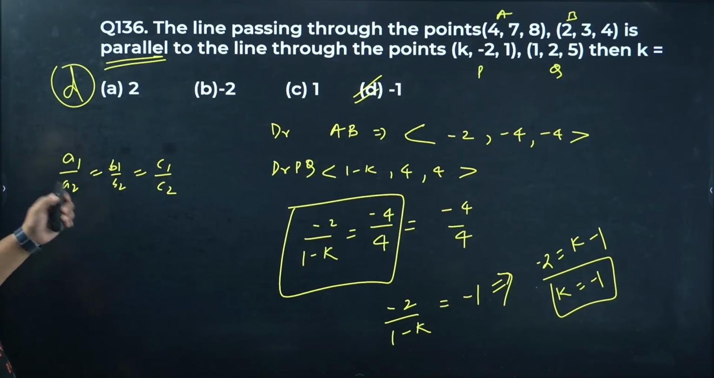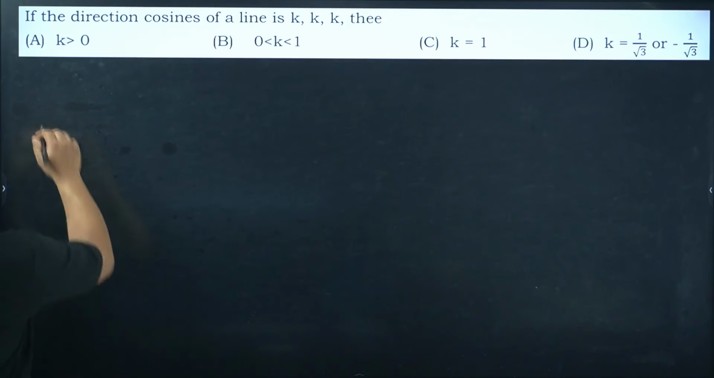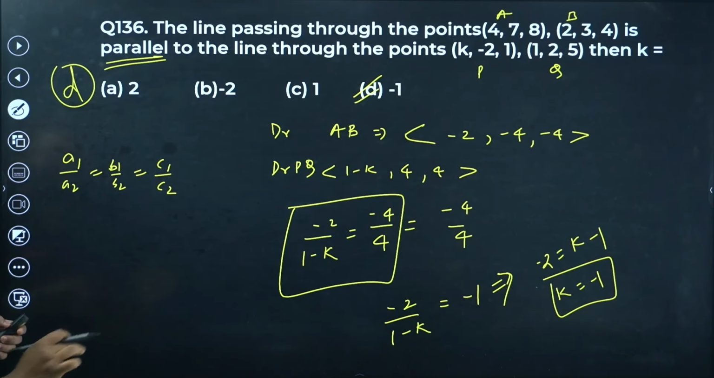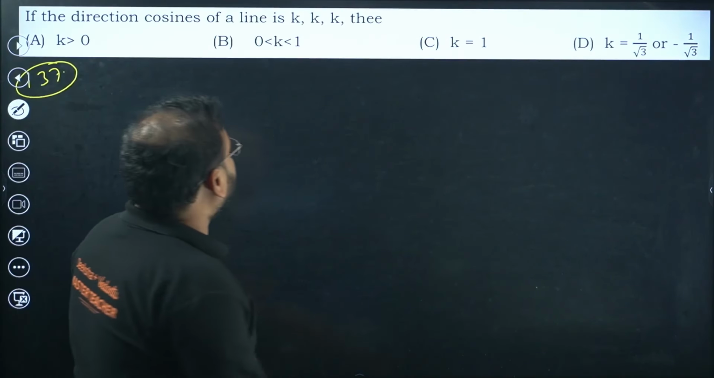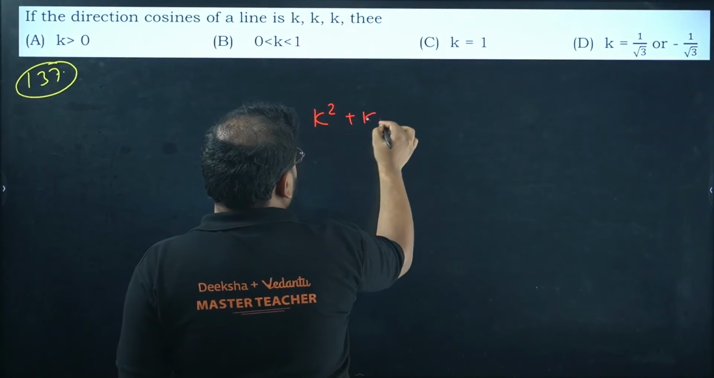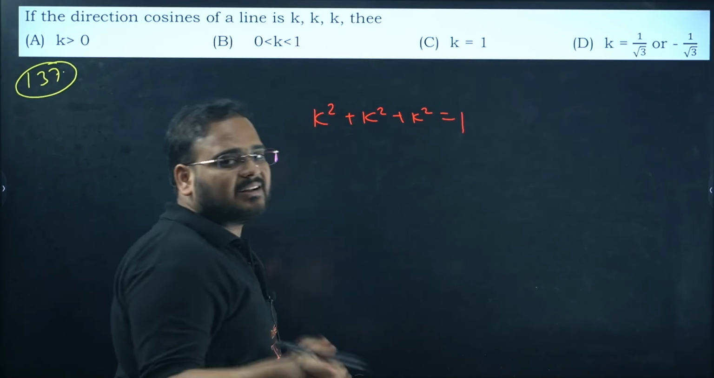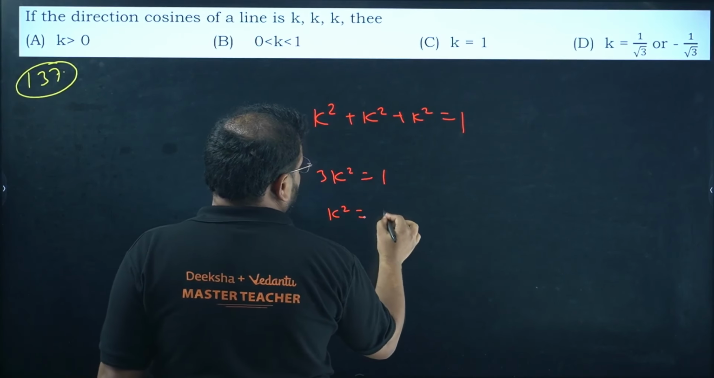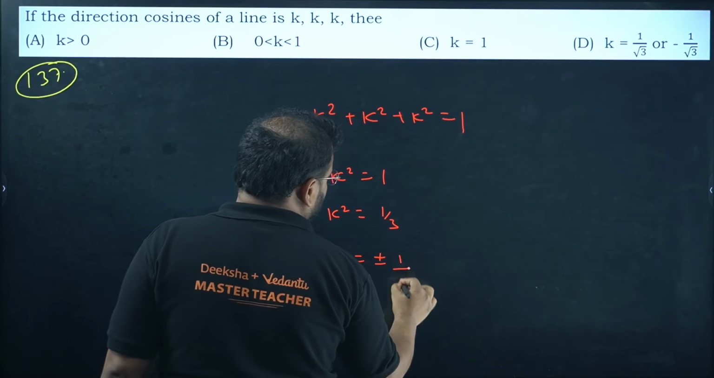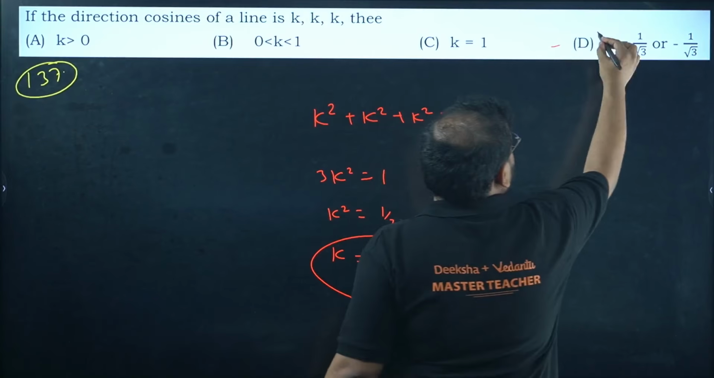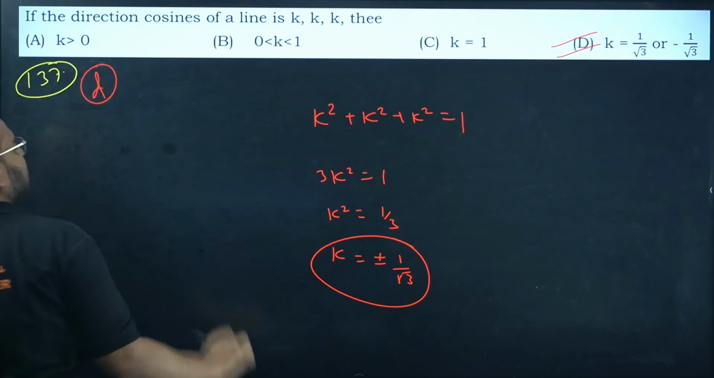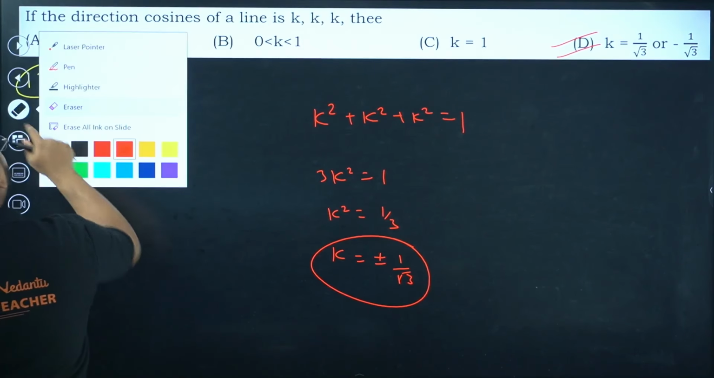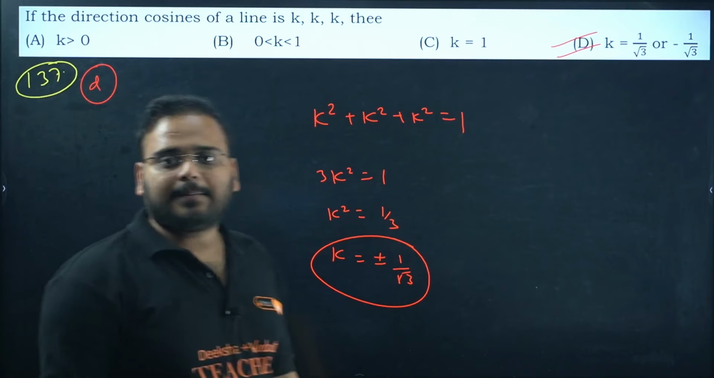Okay guys. Alright. 137 now. 136, 137. Direction cosines of a line are k, k, k. K square should be 1. They're saying that direction cosines are all equal. Answer we all know very well. K square is 1 by 3. So k value is plus minus 1 by root 3. Answer is D. Now it is D. Okay, 138 now.